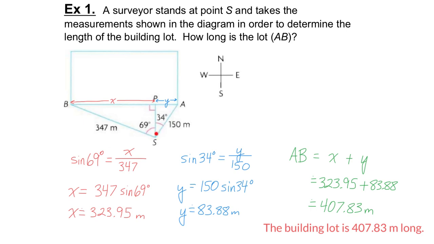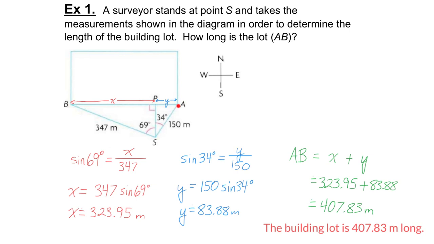In the smaller triangle, the reference angle is 34 degrees, y is the opposite side, 150 is the hypotenuse. So again, I'm going to use the sine ratio just with a different angle and a different hypotenuse. So I solve for y, I get 83.88 meters.